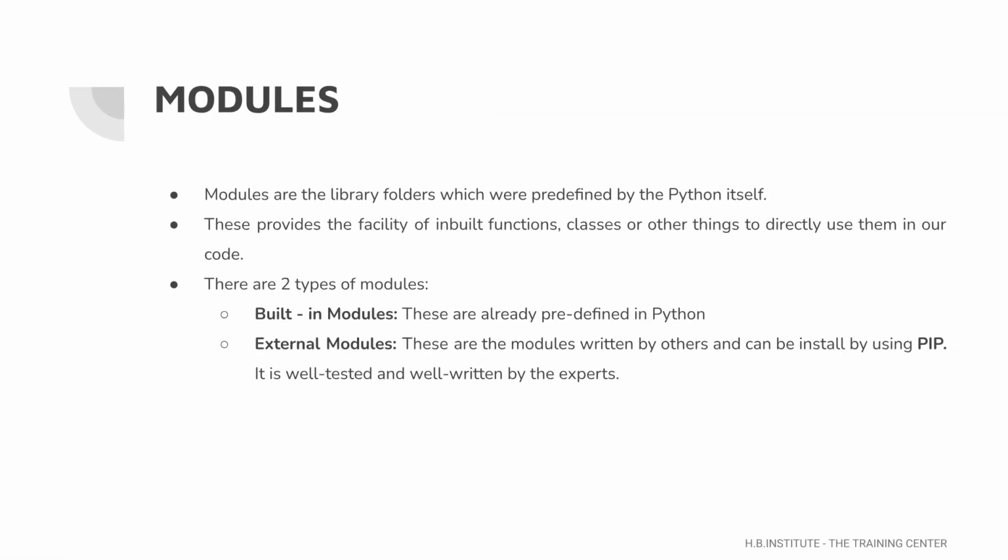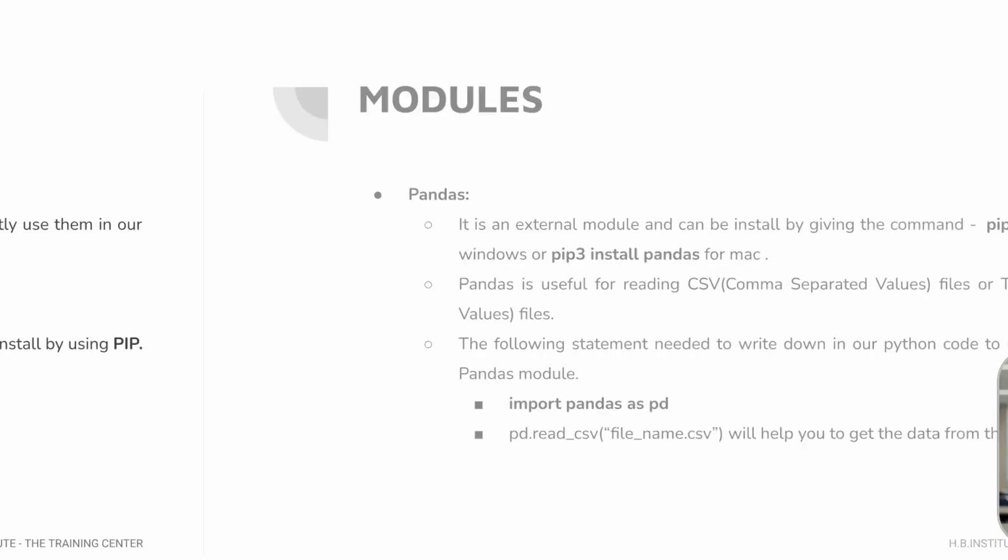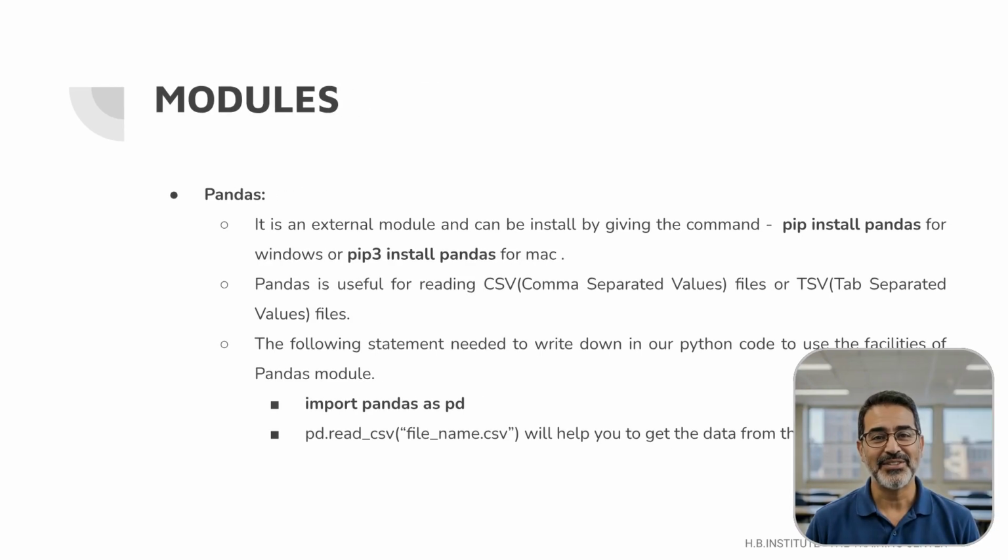Modules are library folders predefined by Python, providing inbuilt functions and classes for use in your code. They are divided into two types: built-in modules, which are already defined, and external modules, written by others and installable using PIP. Pandas is an external module useful for reading CSV or TSV files.